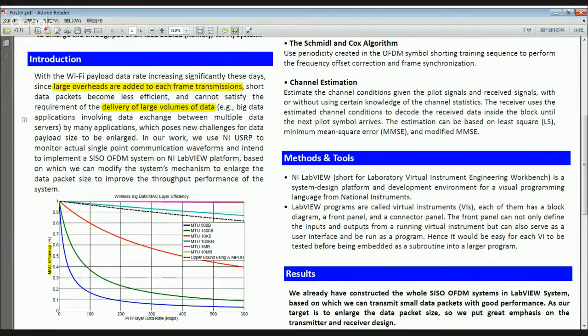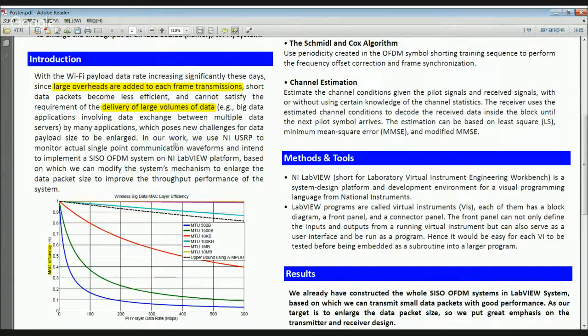For example, big data applications involve data exchange between multiple data sources. So this poses a new challenge for us to enlarge the data payload size. How to enlarge the data payload size in this case?